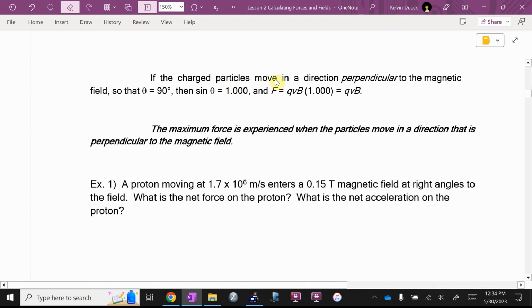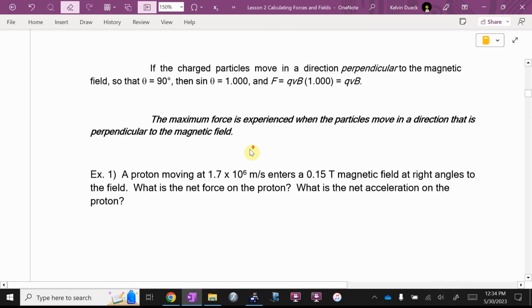So charged particles move in a direction if they move perpendicular. Oh, what's the sine of 90 degrees if they're at right angles? Fahim, what's the sine of 90? And you get QVB, which is what I just told you. And that's the situation we're going to look at. So the maximum force is experienced when particles move in a direction that's perpendicular through the magnetic field. And Dean, that's what we're going to look at.